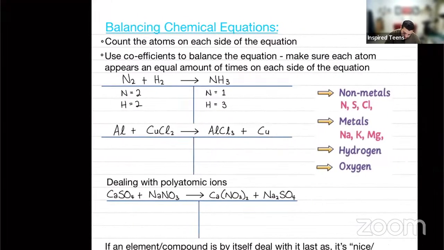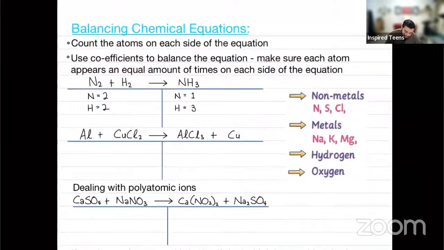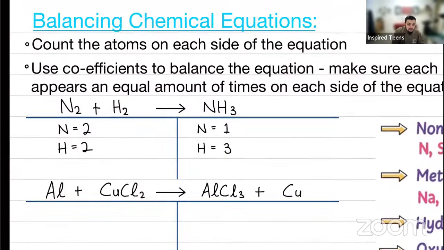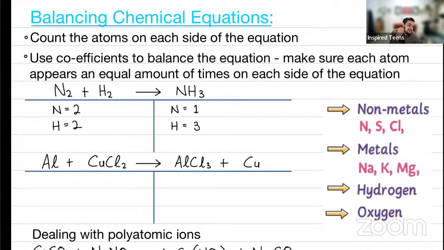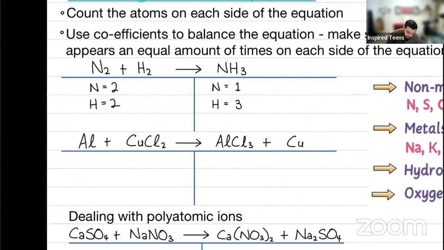Okay, maybe we'll start off on an easier one. So that's the first step: count the atoms on each side of the equation. The second step says use coefficients to balance the equation. Make sure that each atom appears an equal amount of times on each side of the equation. As you can see, that's not the case, because here we have 2 nitrogens, but only 1 nitrogen on the right. On the left, we have 2 hydrogens, but then we have 3 hydrogens on the right. So that doesn't balance.